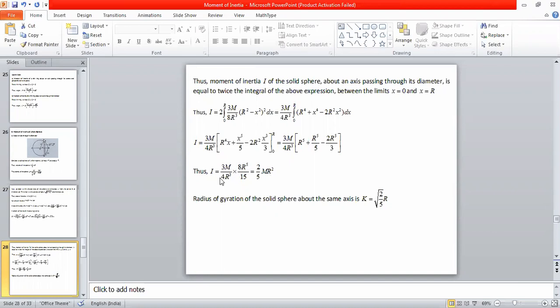Therefore the moment of inertia of the entire sphere about an axis passing through the center and the diameter comes out to be 2 by 5 times mr square. So 2 divided by 5 times mr square is the moment of inertia of the solid sphere about an axis passing through the diameter. The respective radius of gyration is: remove m, and take the square root of the remaining term. So square root of 2 by 5 times r square, the square root of r square is r. Therefore the respective radius of gyration is square root of 2 by 5 into r.